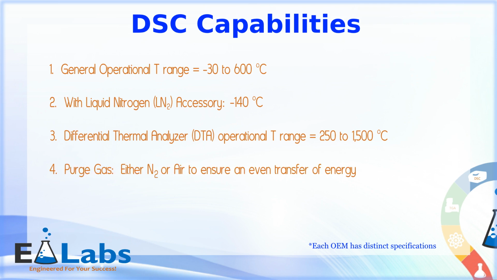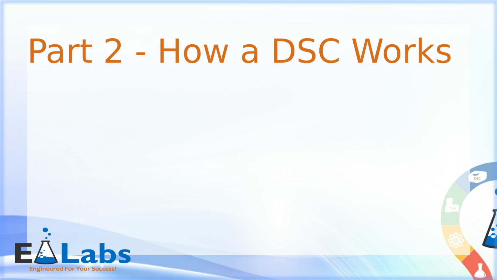And finally, both the DSC and DTA utilize purge gases of either nitrogen or air because nitrogen yields a stable, even, and consistent thermal energy flow. To advance our understanding of a DSC and to properly understand using it, we need to look at the design of a DSC unit. There are two DSC designs, heat flux and power compensated, aka heat flow.